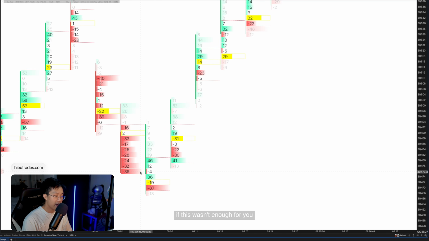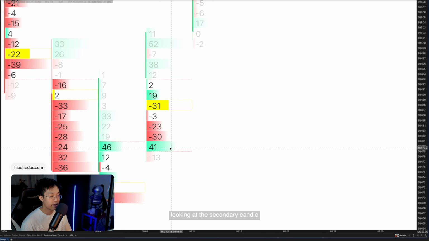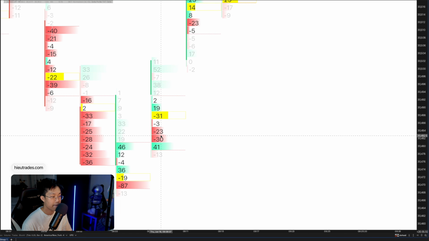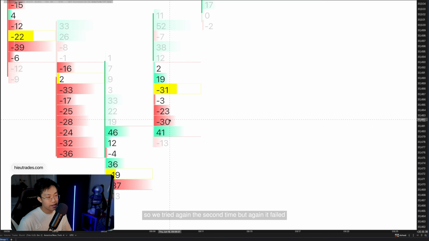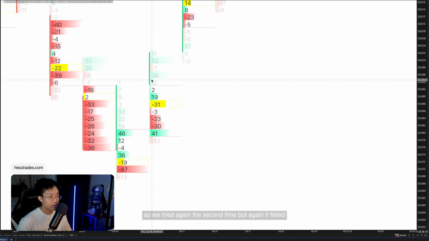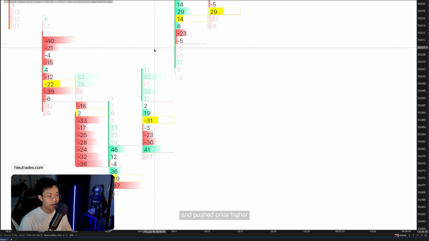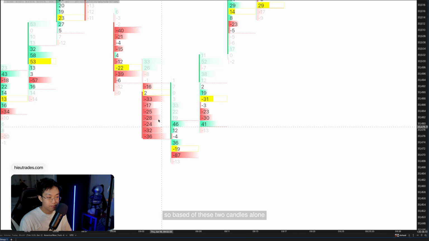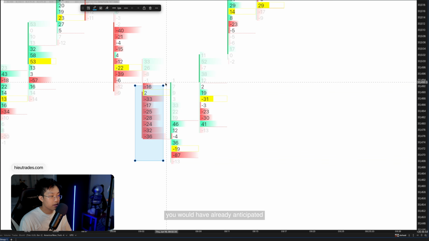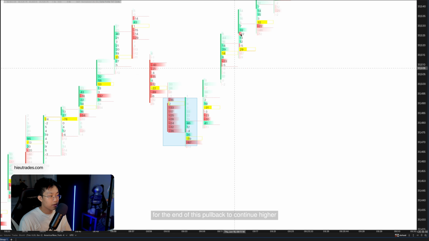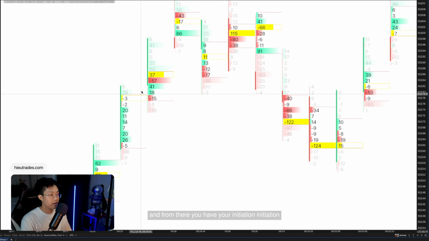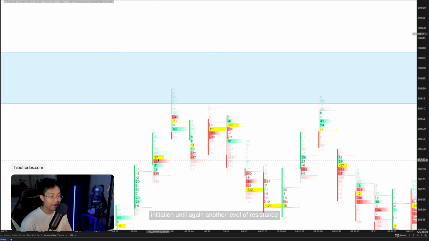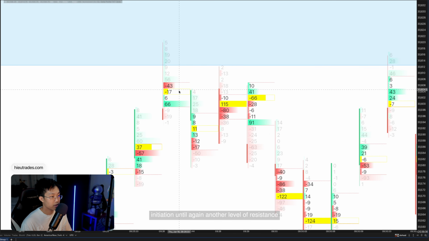Secondary candle. If this wasn't enough for you, looking at the secondary candle, it's the same exact thing. Aggressive sellers tried to take back control again after it failed previously, so we tried again the second time. But again, it failed. Aggressive sellers were absorbed, aggressive buyers stepped back in and pushed price higher. So based off these two candles alone, you would have already anticipated for the end of this pullback to continue higher. And from there, you have your initiation, initiation, initiation, until, again, another level of resistance.